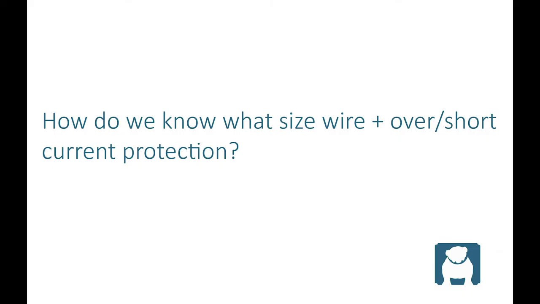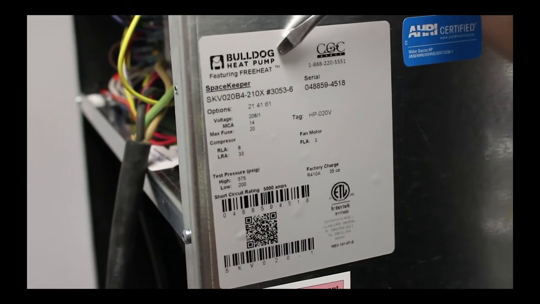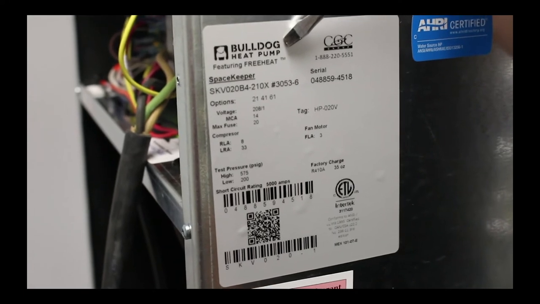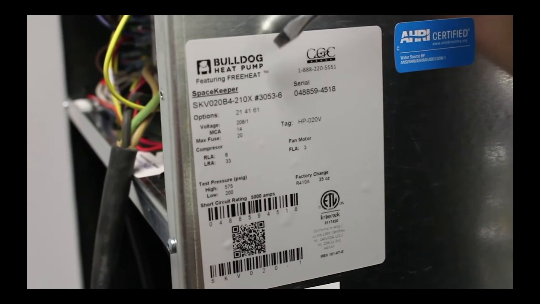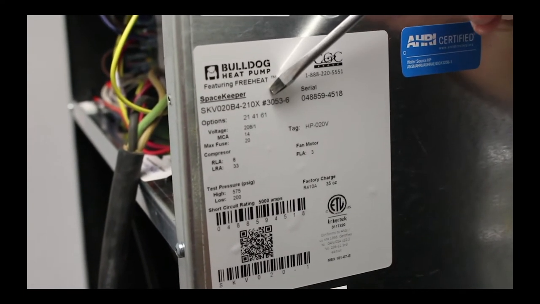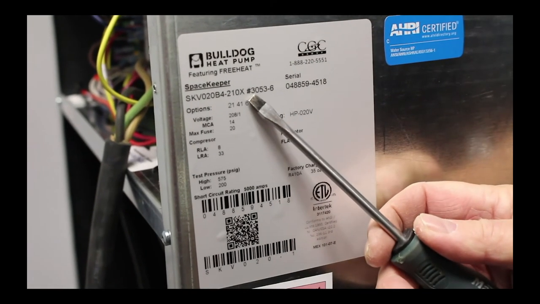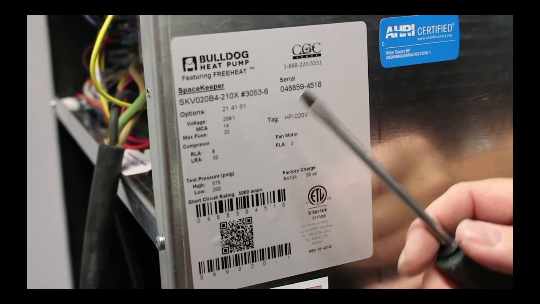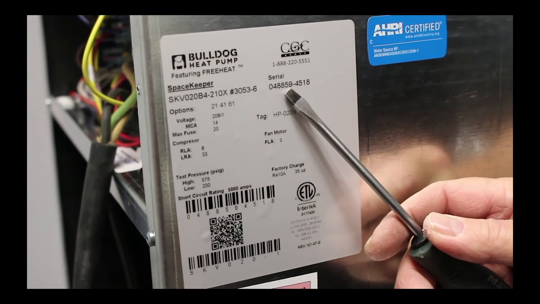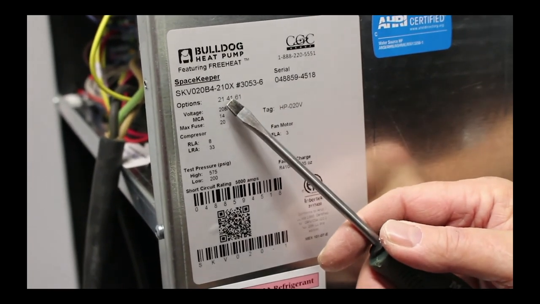How do we know what wire size to install and what size of breaker to put in the panel? Well, let's take a look at the rating plate. Lots of great information here. A Bulldog heat pump featuring free heat, a SpaceKeeper with its full and complete model number right below it, and its serial number just to the right, along with its date code, last four digits. You'll need that when requesting information.